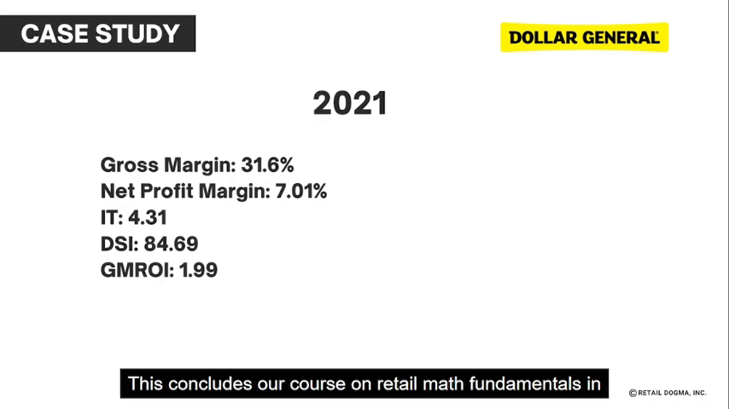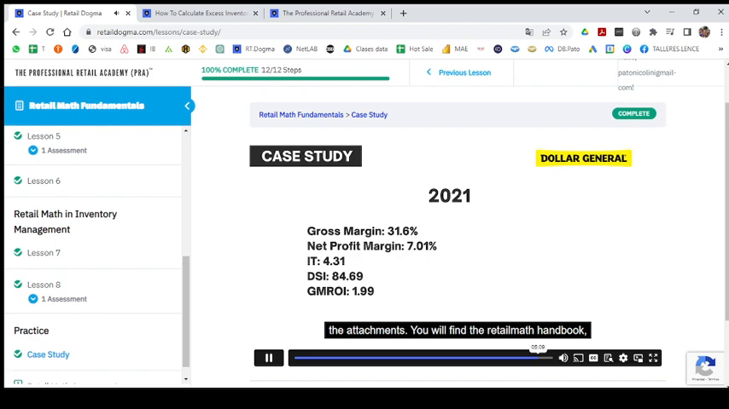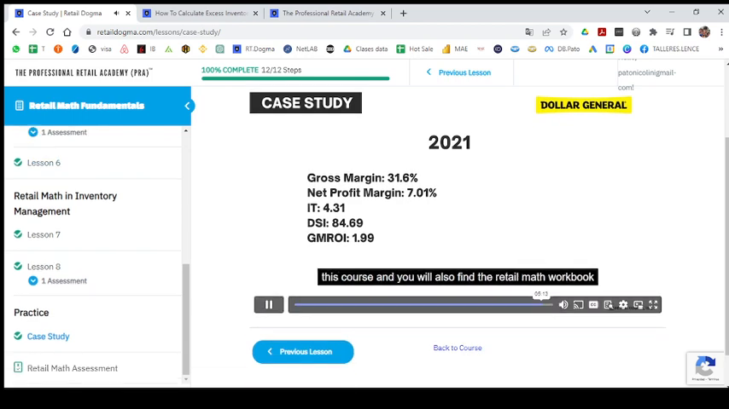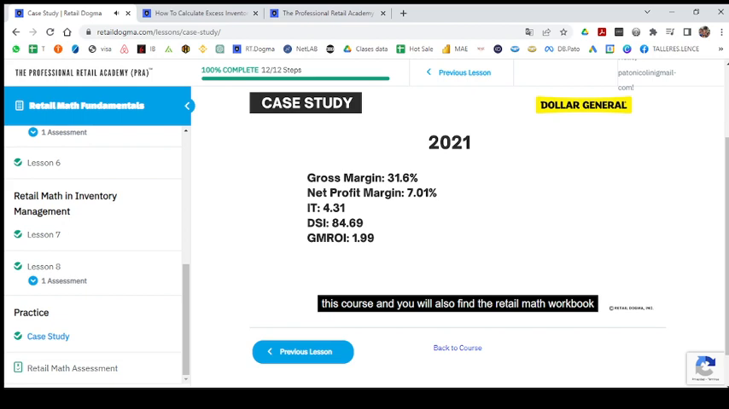This concludes our course on Retail Math Fundamentals. In the attachments, you will find the Retail Math Handbook, which is a quick reference for what we have explained in this course, and you will also find the Retail Math Workbook, which includes practice exercises on what we have discussed. You will find the answers of all the questions on the last page.